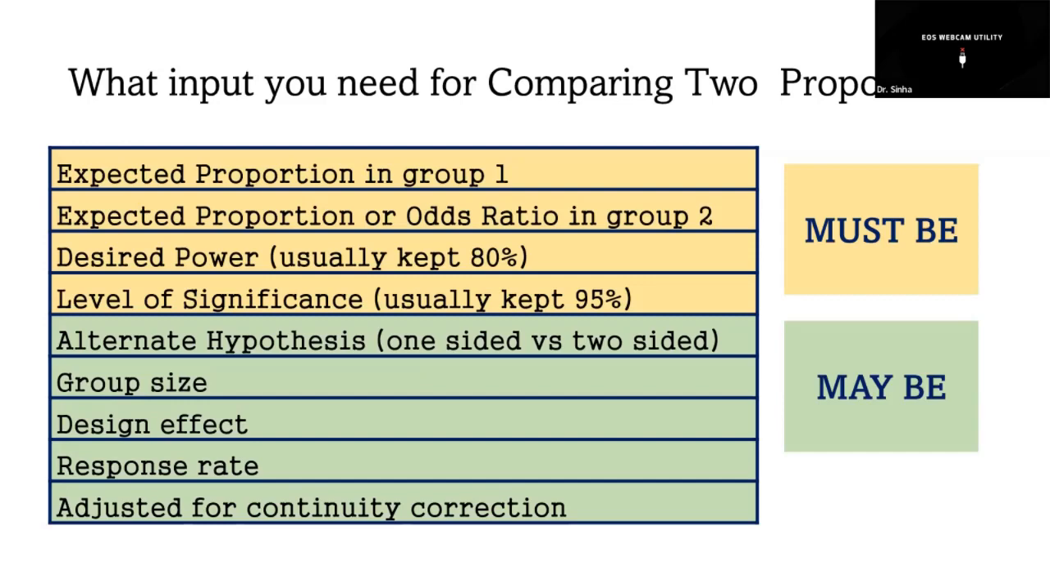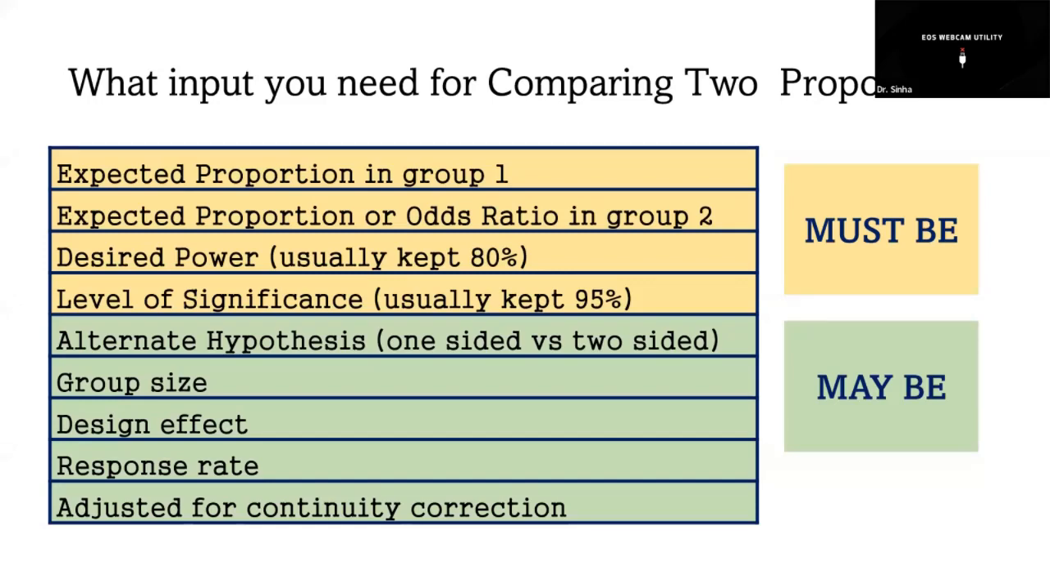The design effect and response rate are the same as we have seen in the one proportion. And then in continuity correction, we will see, because for a categorical variable, we are using the Z distribution.